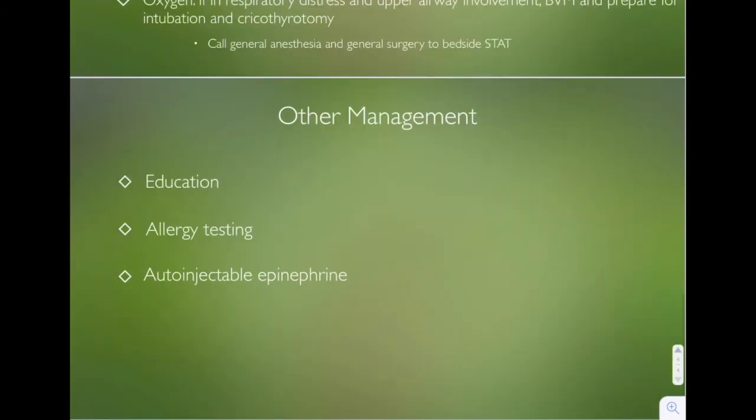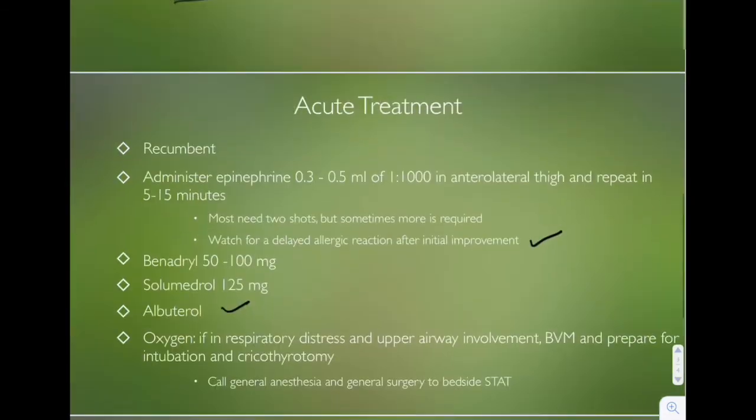Other management decisions should be as follows. The patient should be educated about the severity of the reaction that they had. Allergy testing should be requested. And lastly, if and when the patient is discharged from the hospital, an auto-injectable epinephrine prescription should be given to the patient.